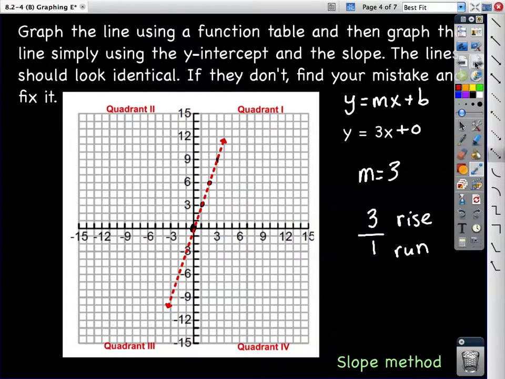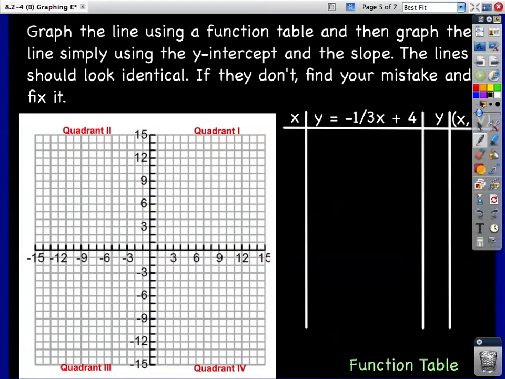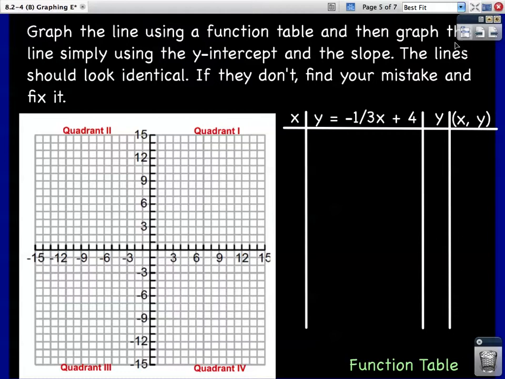One more quick example, and I want to try and hurry this along for you so it's not too long. But in this particular case, I've got a negative slope and it's a fraction. So I'm going to be careful what values I pick for x. I'm going to pick negative 3, I'm going to pick 0, and I'm going to pick positive 6, okay? So if I plug in negative 3 here, I get negative 1/3 times negative 3 plus 4.